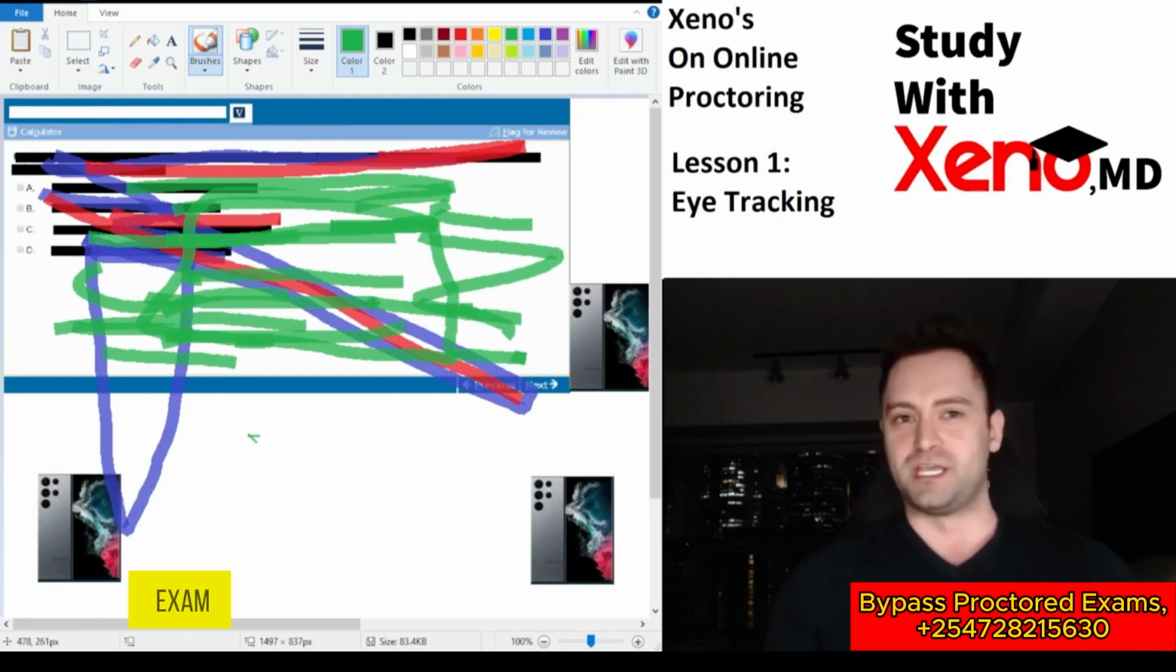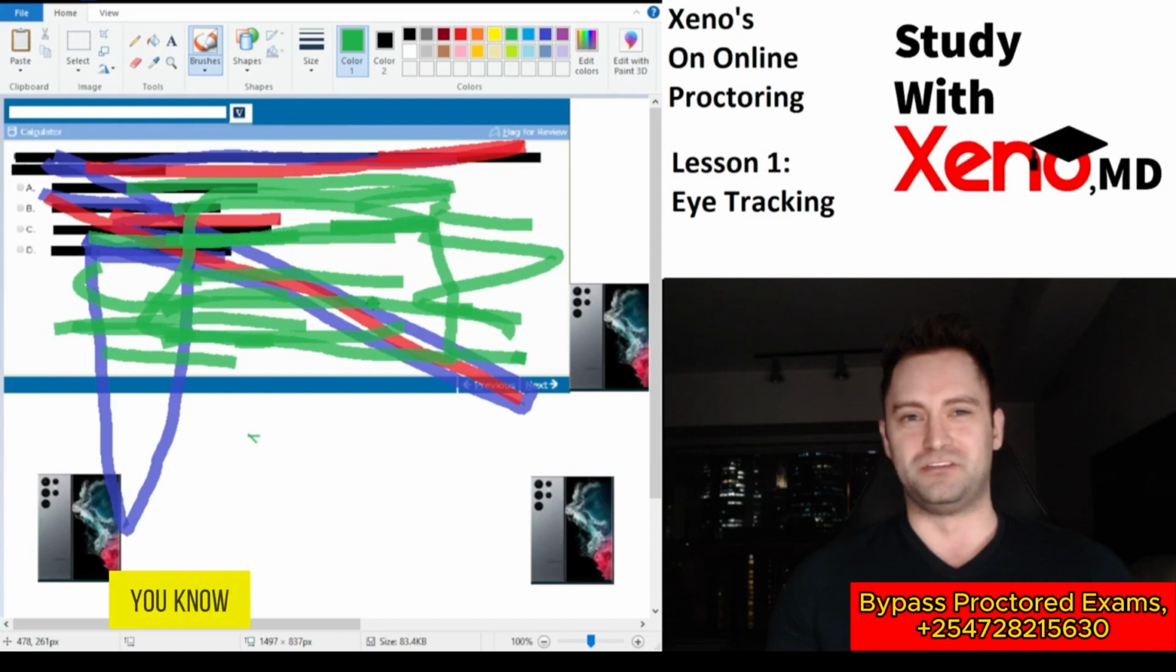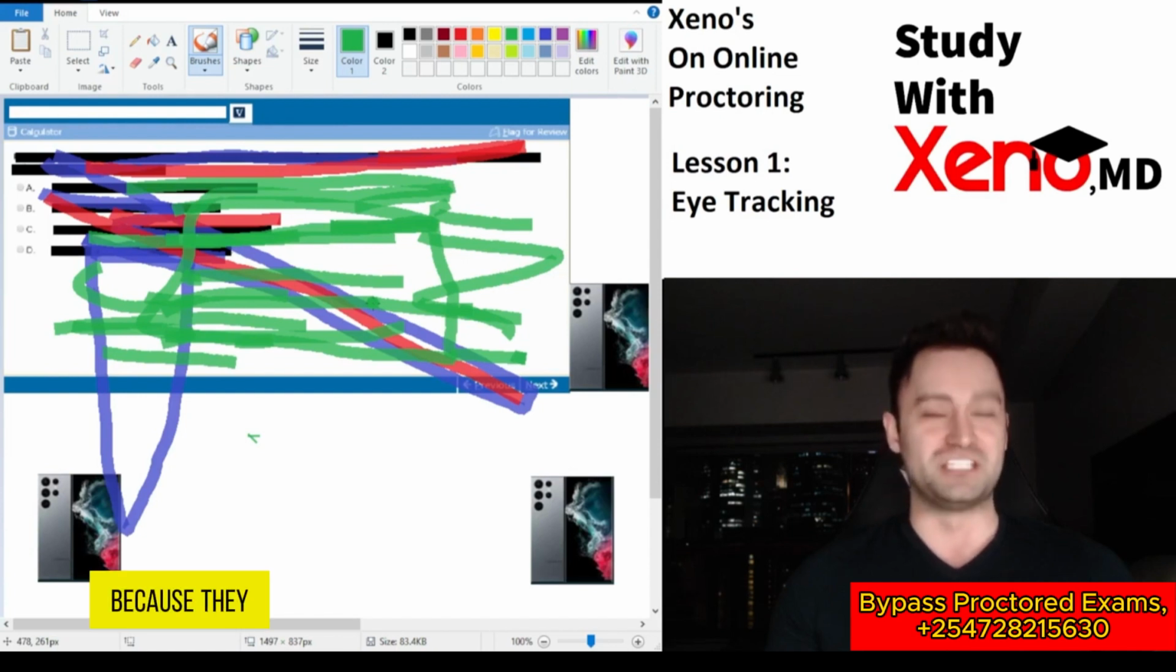If your exam allows you to have a calculator on your desk to work on the math, then with the eye tracking you have a lot more leeway, because they expect you to be looking all over the place. But if you're expected to be looking at the exam the whole time, they've got a closer handle on what you're doing than you might think they do.